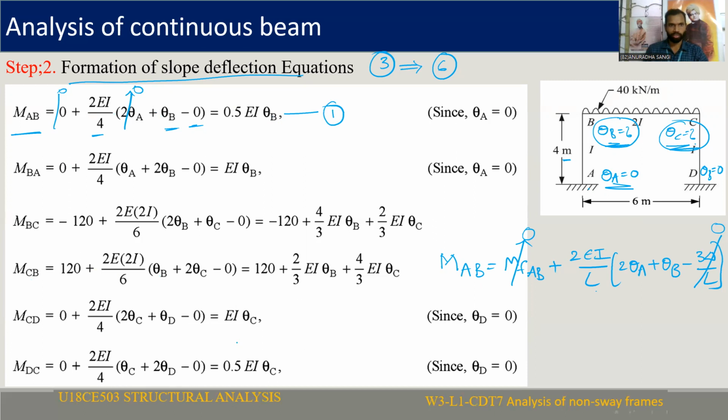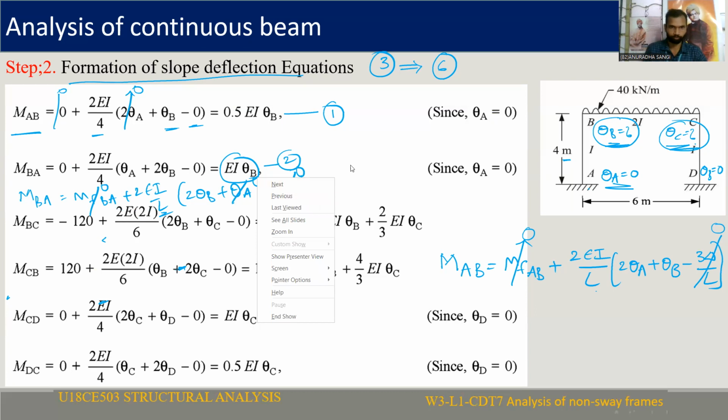Now coming to MBA. We know the formula for the calculation of MBA. MBA is equal to MFBA plus 2 EI by L into 2 theta B plus theta A minus 3 delta. Here delta is 0, theta A is 0, L is equal to 4 meters, MFBA is also 0. Substitute it and you will finally get the EI theta B equation, that is equation number 2.